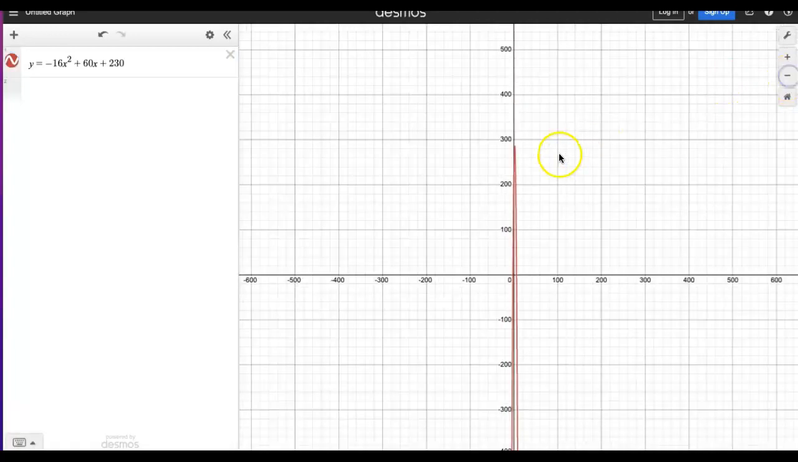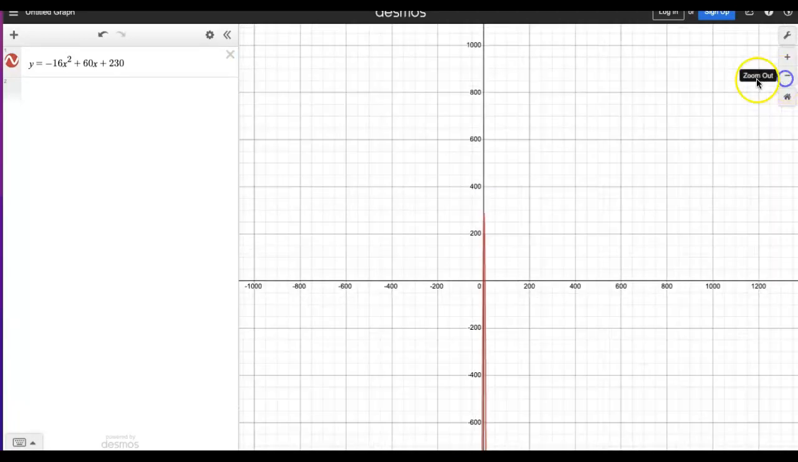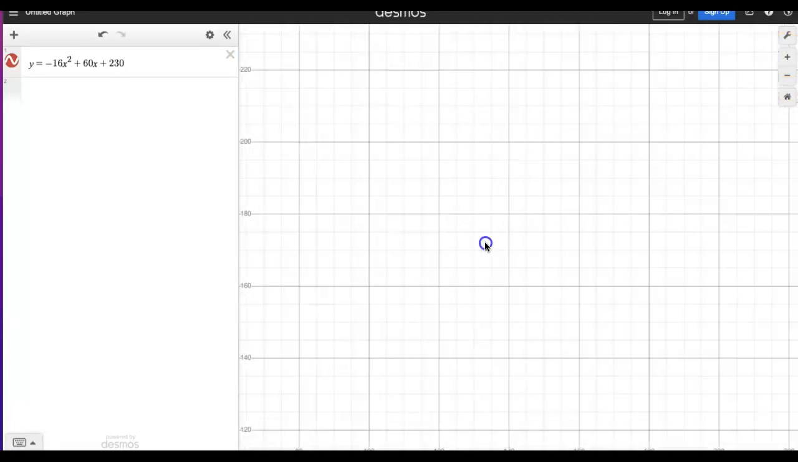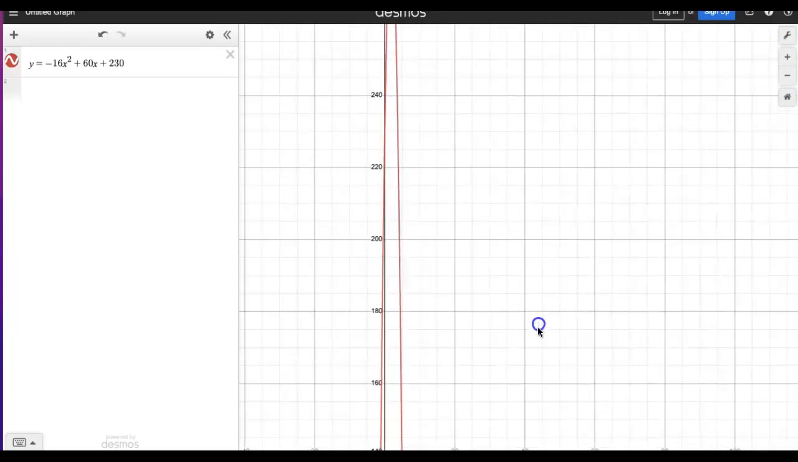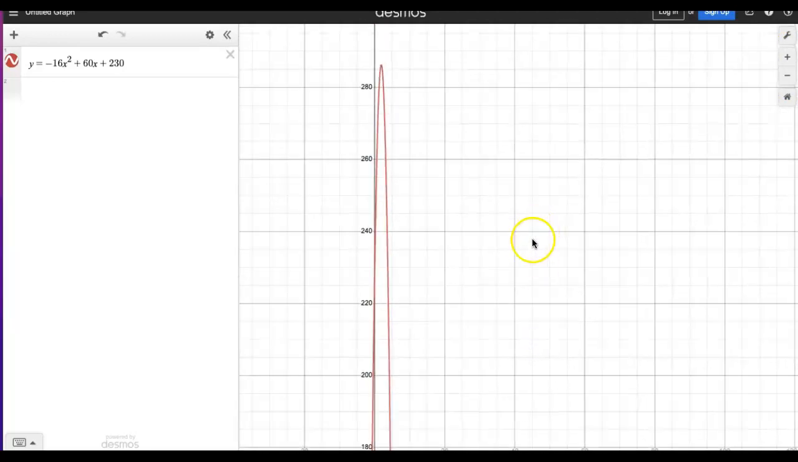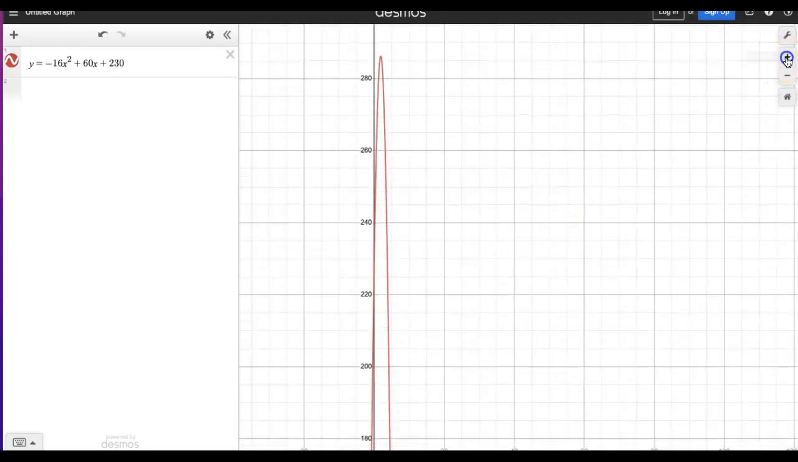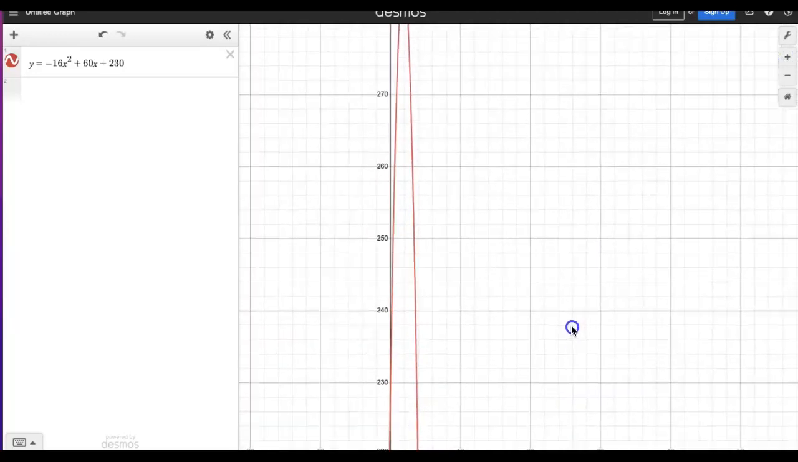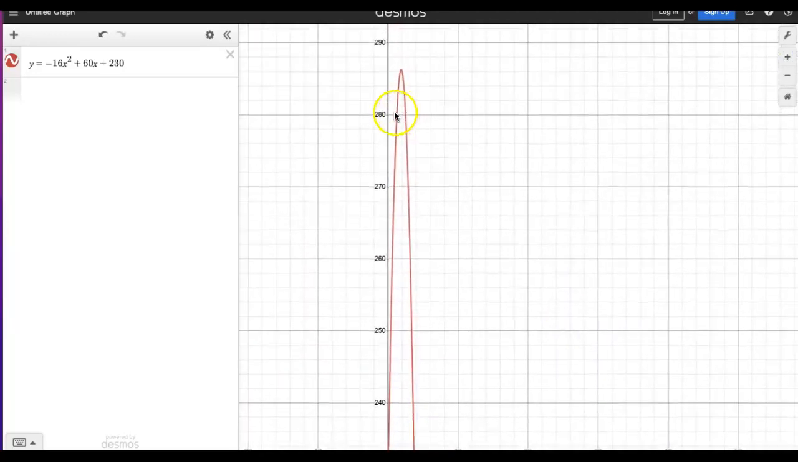And okay, so it's kind of hard to see. Sorry if I'm making you dizzy here. You can play with the zoom. Now the nice thing is you can take your mouse and you can easily find the vertex. So that just confirms.